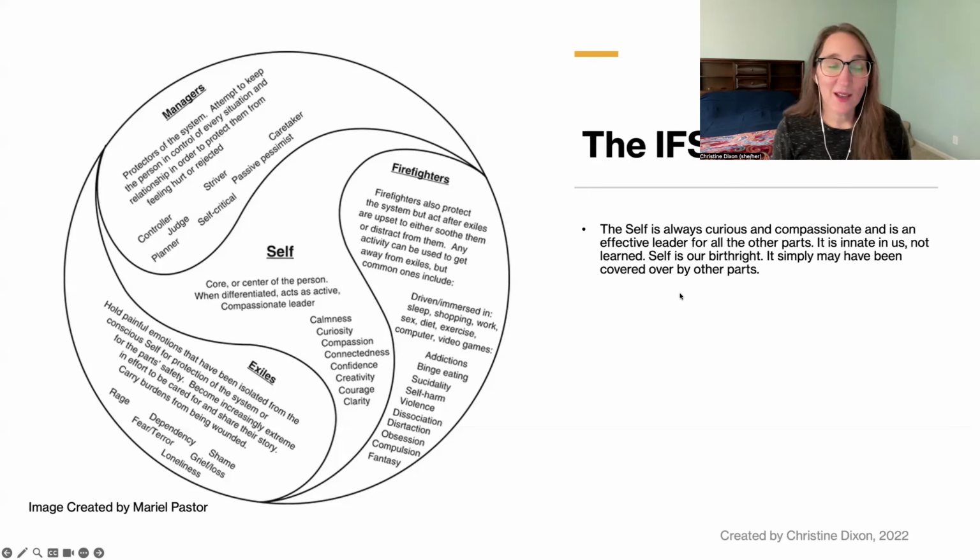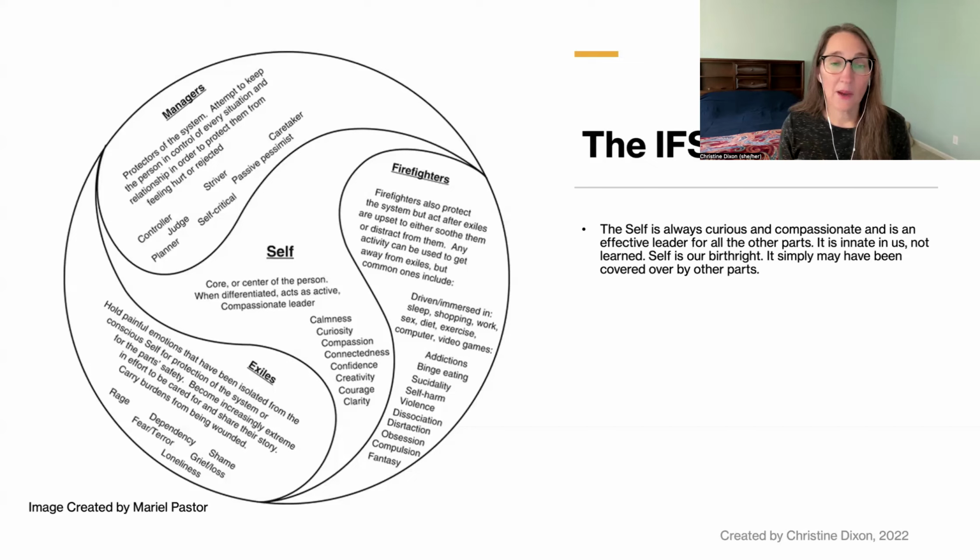The self is always curious and compassionate and is an effective leader for all the other parts. It is innate in us. It is not learned. It's not something you have to develop. It is your birthright. It simply may have been covered over by other parts, like I was saying, kind of eclipsed. But the sun, even on a cloudy, overcast day, is still there.